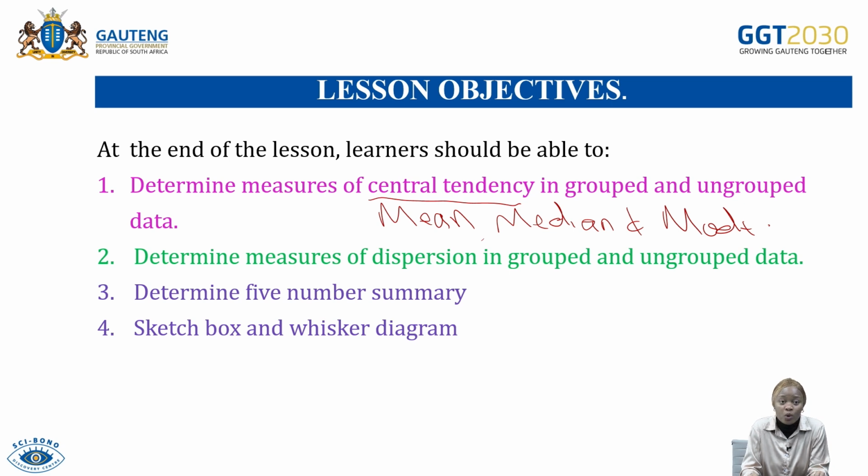And then number four, you should be able to use that 5-number summary to sketch the box and whisker diagram. Remember, this is all revision because you have done this in the previous year in grade 10.